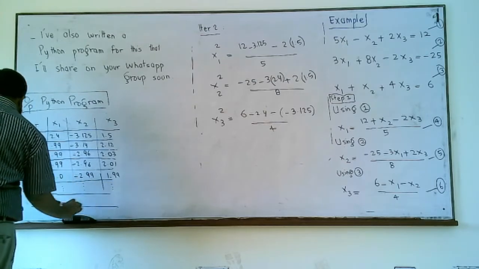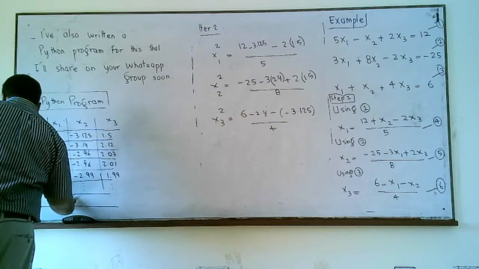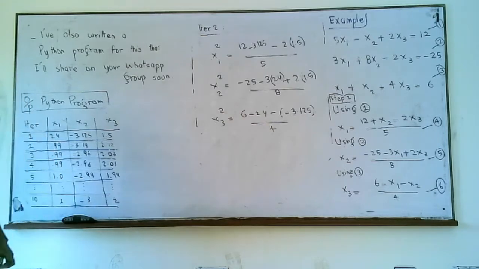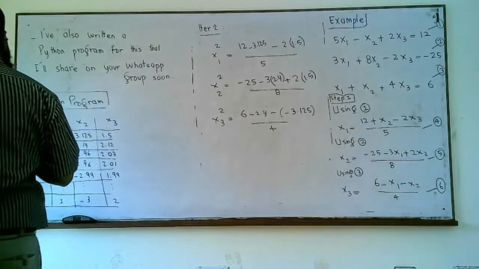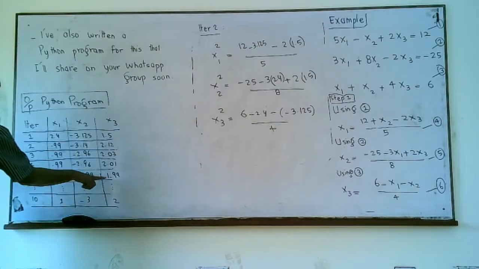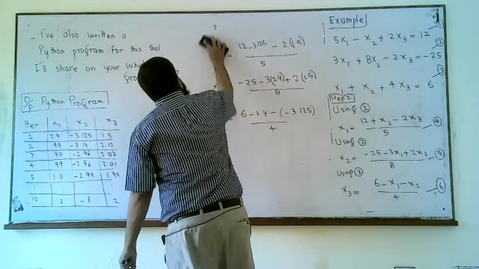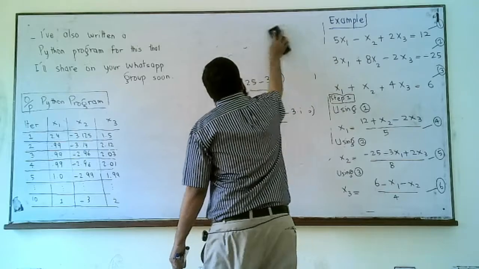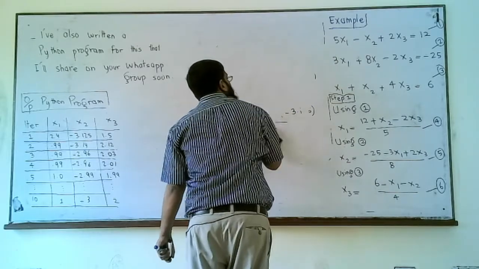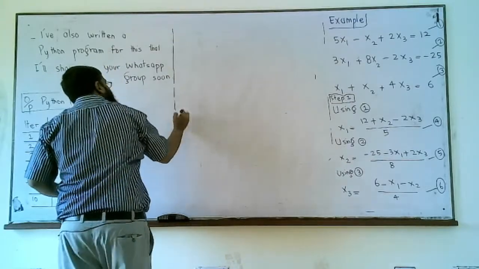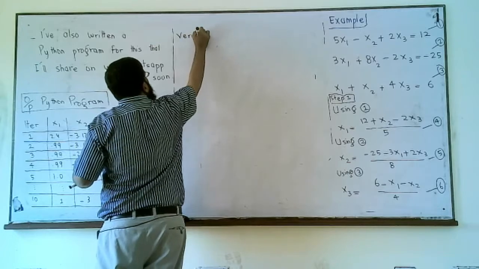And if I keep on going, at the 10th iteration I get 1, minus 3 and 2. So after a number of iterations, in fact after 5 or 6 iterations, it seems to be settling down to these values. Right. So now the last step is the optional step that we always do, which is verification of your results.